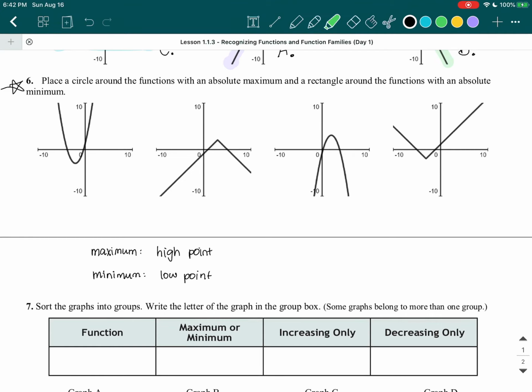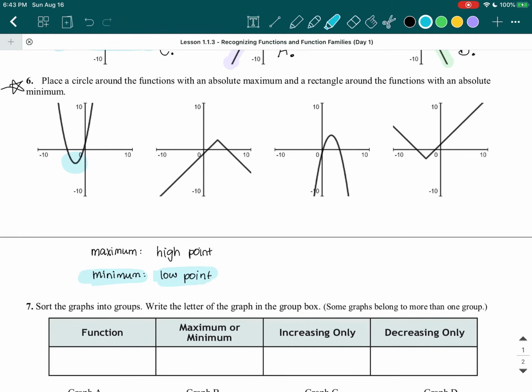I guess I'll do it in this color. Okay, so this graph is like a U. On the very bottom here, there's like a little bend, okay? So we're gonna be looking at the bend. Is this bend a high point, or is this bend a low point on the bottom of the graph? This bend is a low point on the bottom of the graph. So that means it has a minimum. This is an absolute minimum.